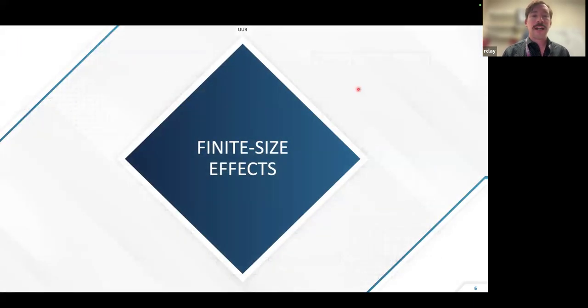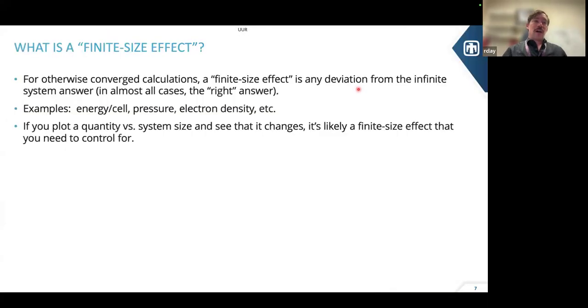All right, so finite size effects. What is a finite size effect? Provided you've converged everything else, like plane wave cutoffs, the standard systematics, a finite size effect is any deviation from the infinite system answer, the thermodynamic limit, which, unless you have a very good reason to think otherwise, is the right answer.